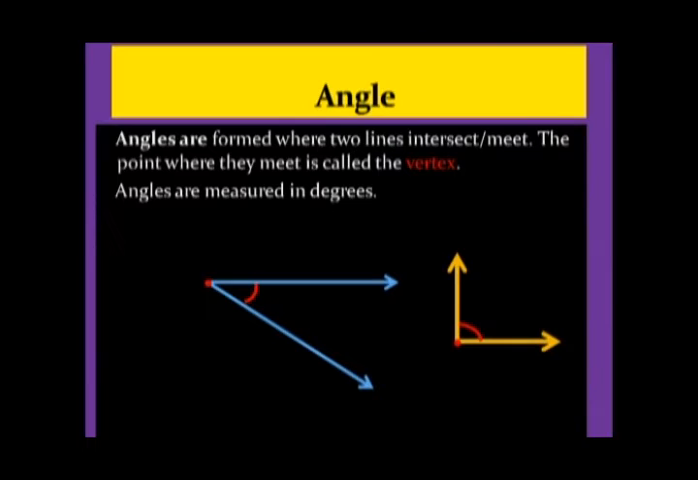Now we're going to look at what is an angle. Angles are formed where 2 lines intersect or meet. The point where they meet is called the vertex. Angles are measured in degrees. Here we have 2 angles illustrated. The point where these 2 rays meet is called the vertex.